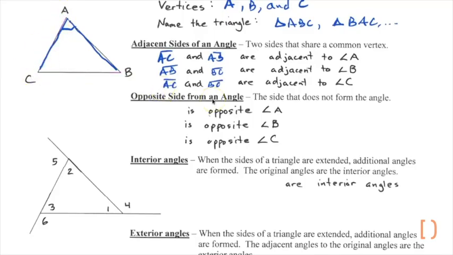Opposite side of an angle. If I'm looking for angle A, the side opposite angle A, so here's my angle A, the side opposite would be this one, that'd be BC. That's the one opposite angle A. Very important. Opposite angle B, this is angle B, the one opposite would be AC. And then opposite angle C would be AB.